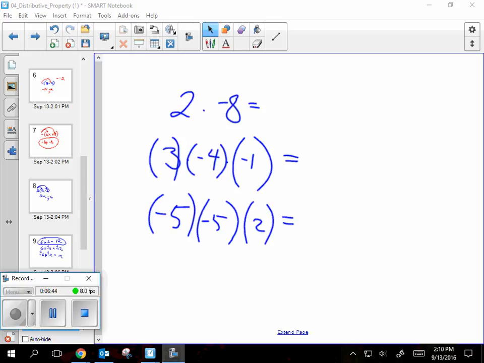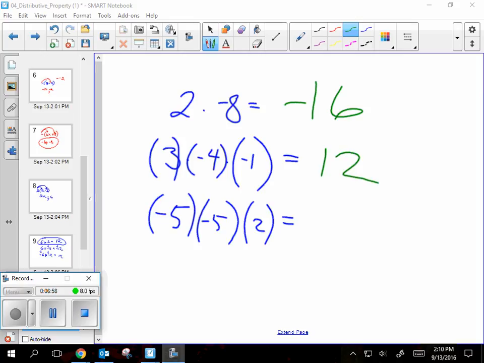Okay. Here we go. 2 times negative 8, negative 16. Raise your hand if you had that one right. Okay, good. This one, opposite of an opposite. You went back to positive again, positive 12. And the last one is 5 times 5 is 25. You times that by 2, you get 50. And you have 2 negatives in it. So positive or negative 50? Positive 50. All right, cool.